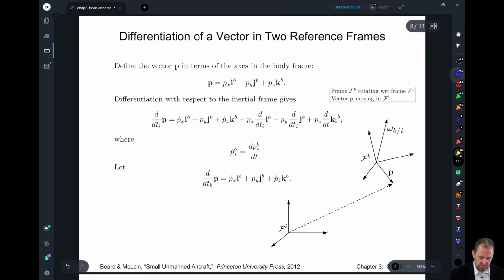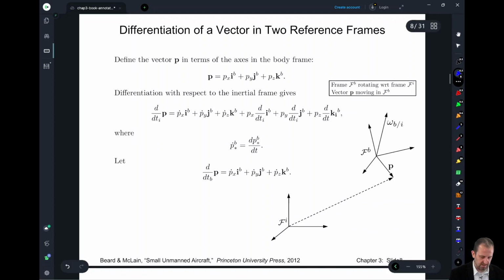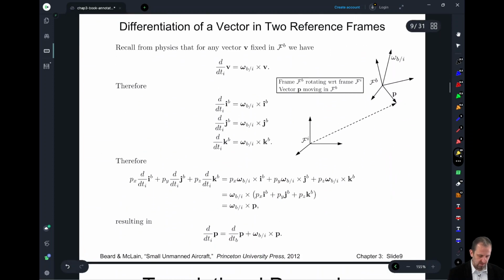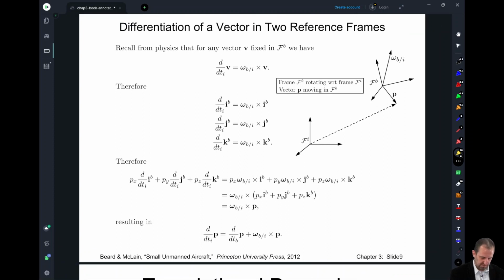Just one reminder about differentiation between two vector frames. We talked about this in a previous lecture, where we considered a vector p. If we know how that vector p is changing in the body frame, how do we talk about its time derivative in the inertial frame? We went through all of this math in a previous lecture, and we came out with the time derivative.